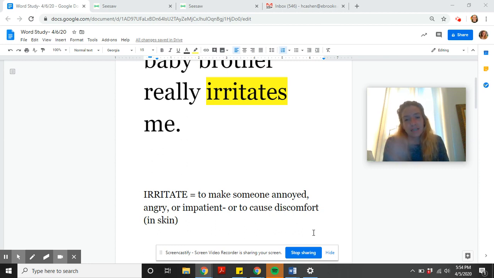If a fly is buzzing around, you're trying to swat it and get it away, and you're getting annoyed, it might be irritating. If somebody keeps saying, "Hey, can I sit next to you? Hey, hey, hey," trying to get your attention, it's probably going to irritate you. It's like getting frustrated or annoyed.